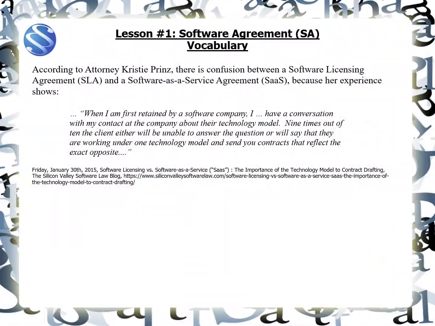According to attorney Christy Prince, there is confusion between a software licensing agreement, also known as an SLA, and a software as a service agreement, known as an SaaS, because her experience shows: when I'm first retained by a software company, I have a conversation with my contact at the company about their technology model. 9 times out of 10, the client either will be unable to answer the question or will say that they are working under one technology model and send you contracts that reflect the exact opposite.